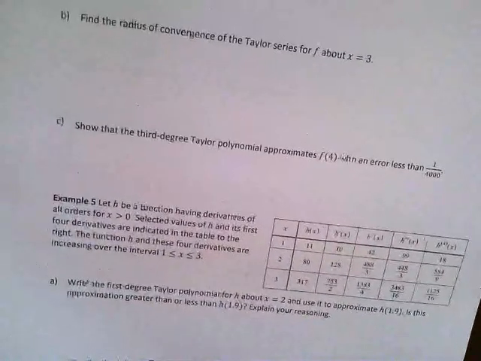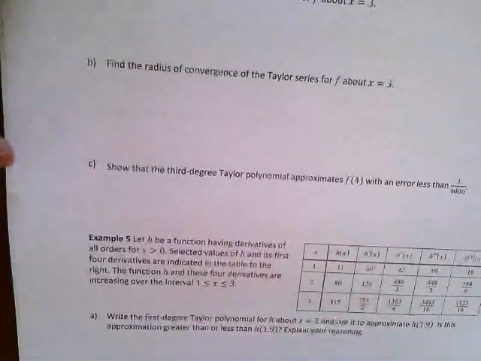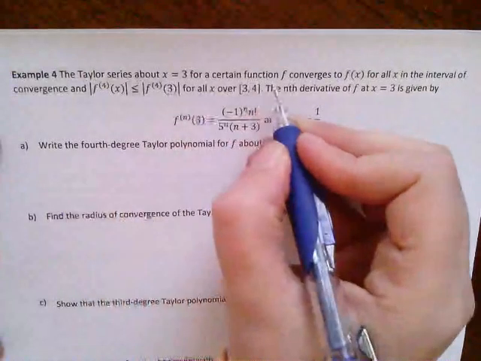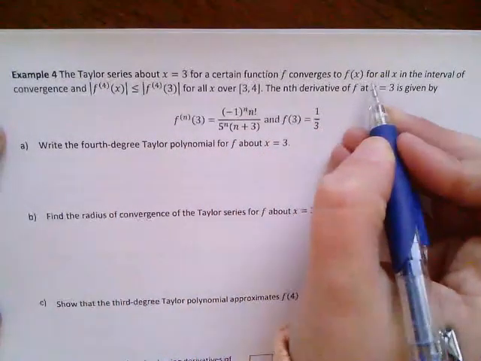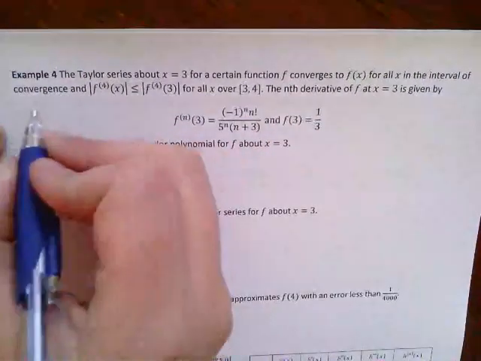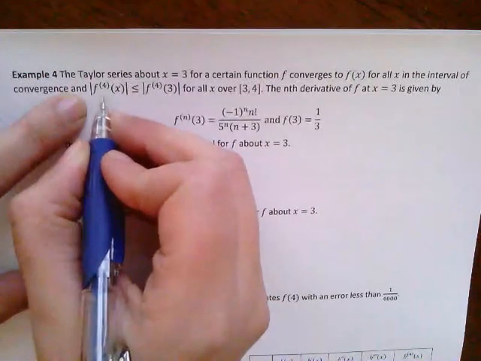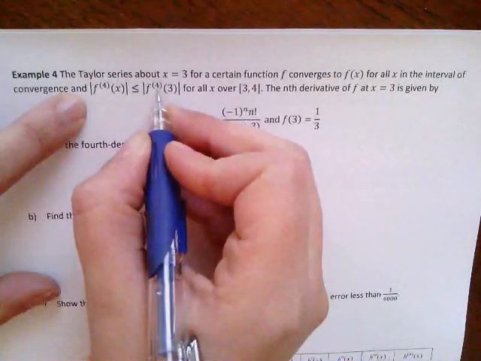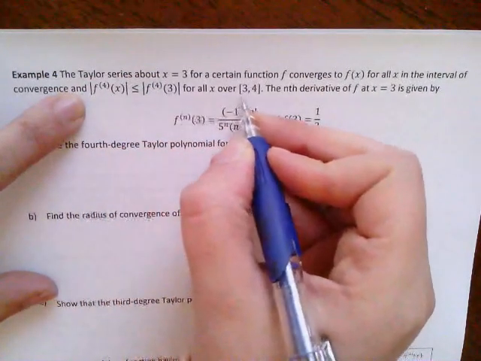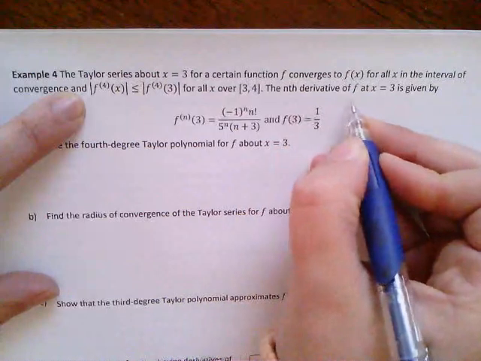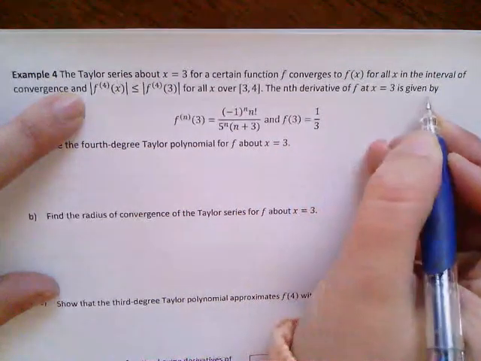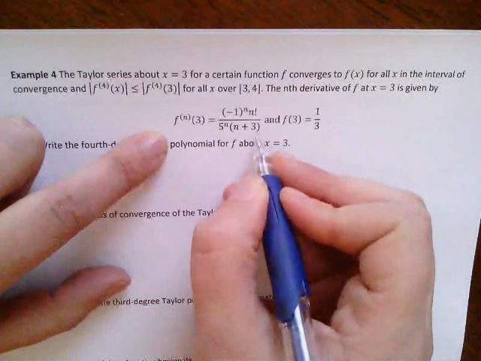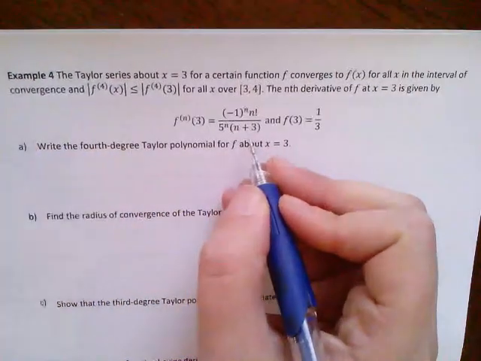Alright, moving on to example 4. Example 4 says, the Taylor series about x equals 3 for a certain function f converges to f of x for all x in the interval of convergence, with the fourth derivative being less than or equal to the fourth derivative of f at 3. For all x over 3, 4, the nth derivative of f at x equals 3 is given by that nth term. Okay?